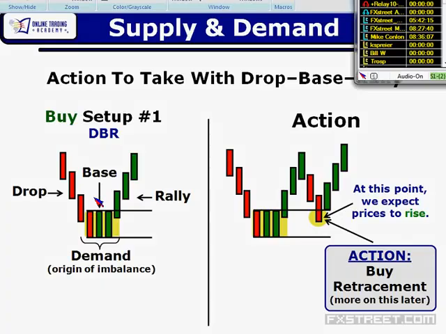So the action, once you see this picture that represents a price level where demand exceeds supply, is we want to be buying the first pullback. And again, there has to be a profit margin with this. It has to be the first pullback. It has to be a quality demand level. We'll get there with the odds enhancers.